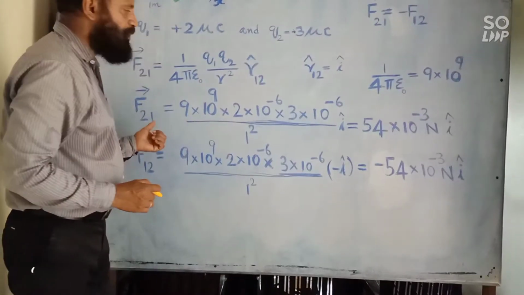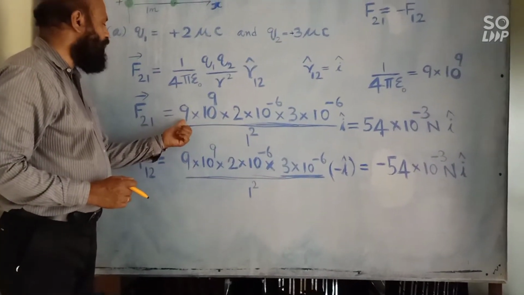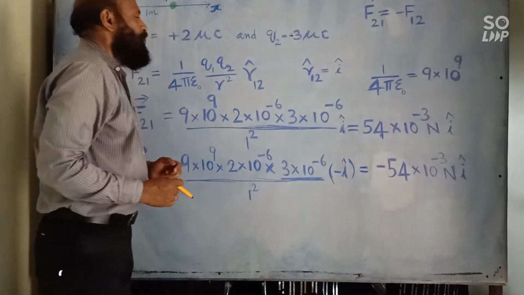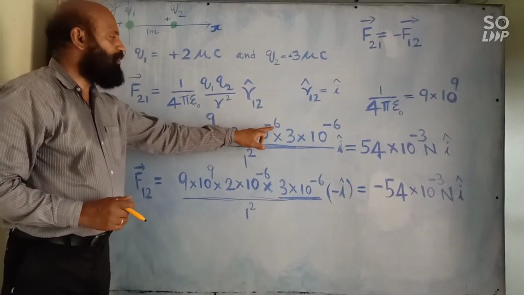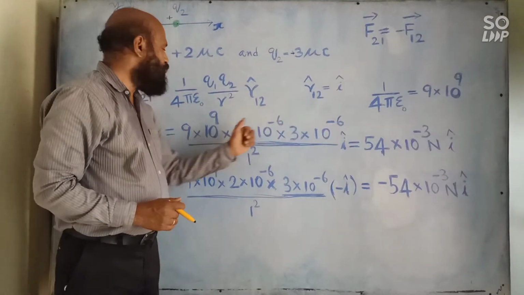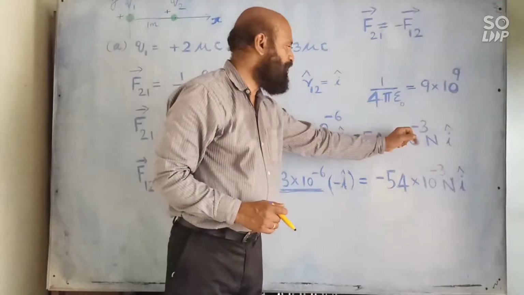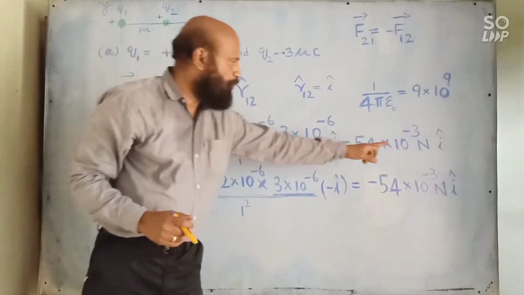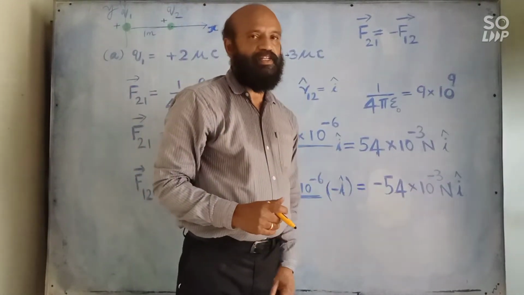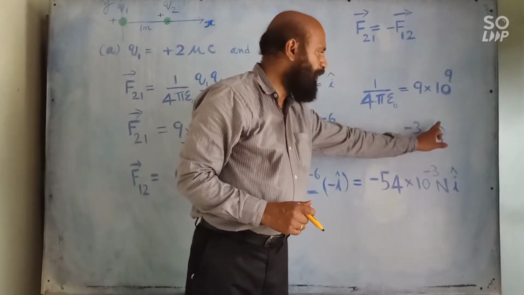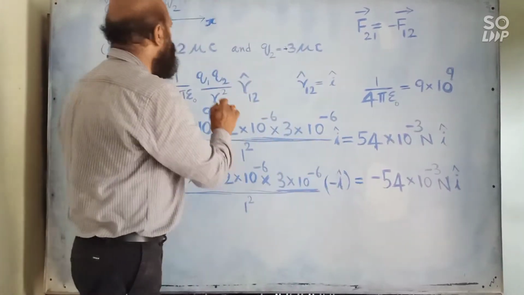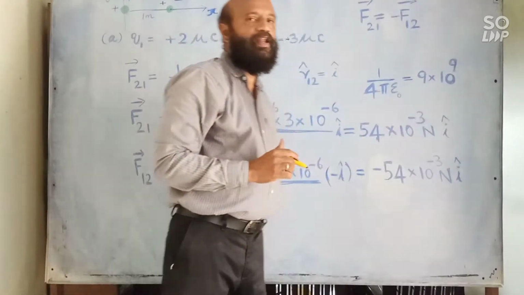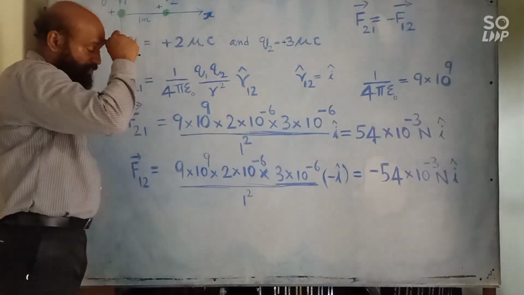Then this calculation can be done very easily. 9 into 2, 18. 18 into 3 is 54. Then the powers: minus 6, minus 12. So 9 minus 12 is minus 3. Then be careful to write the unit. Force, the unit is Newton. And force is a vector quantity, so to denote the direction we write I cap. It's I cap because the force is along the positive x-axis. I cap is a unit vector along the positive x-axis.